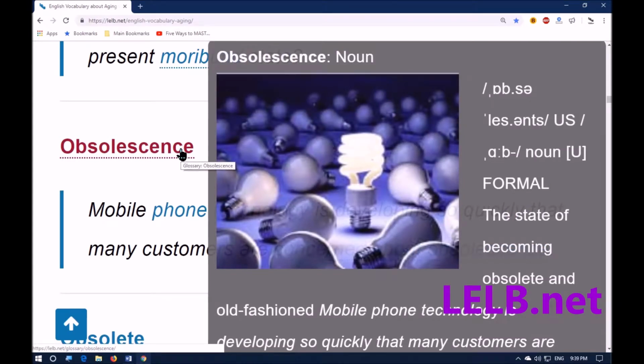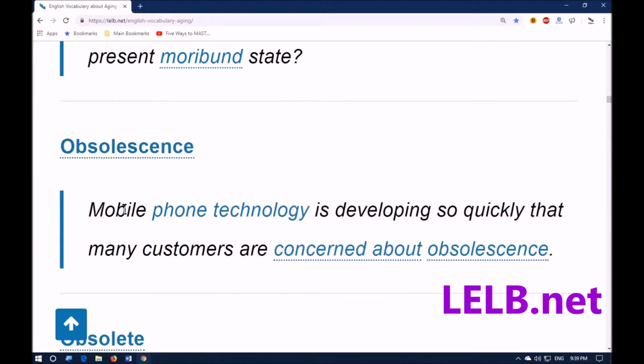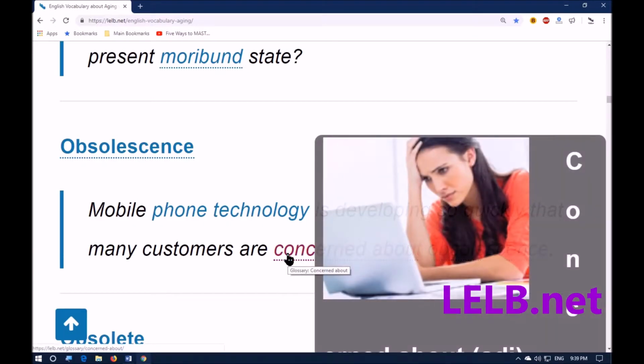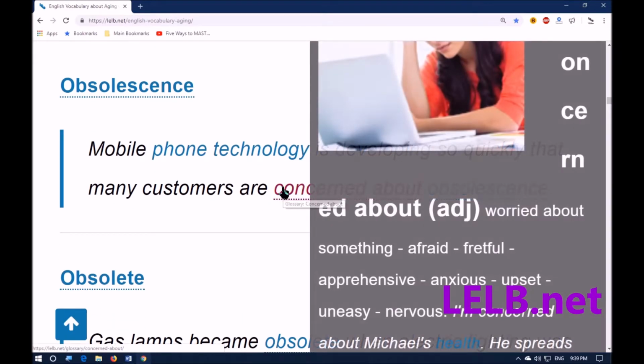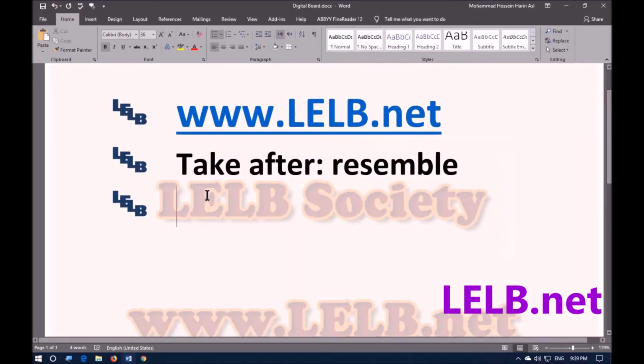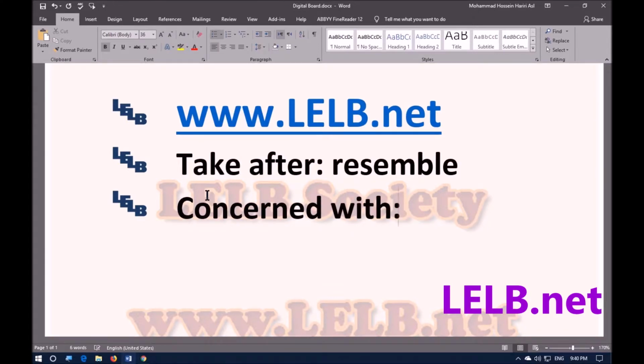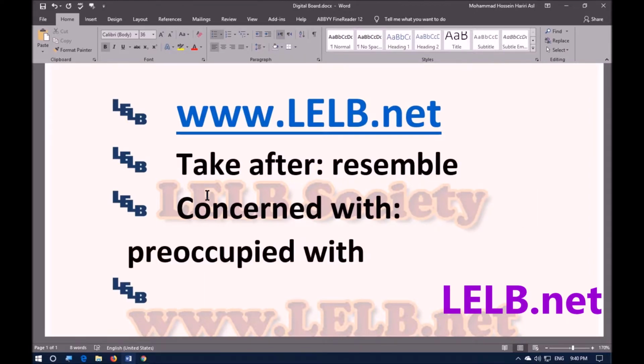Obsolescence, and it means the state of becoming obsolete and old-fashioned. Mobile phone technology is developing so quickly that many customers are concerned about obsolescence. Well, concerned about means worried, afraid, worried about something, apprehensive, anxious, upset, uneasy, nervous. Do not mistake it for concerned with. Concerned with means preoccupied with, and concerned about means worried about.